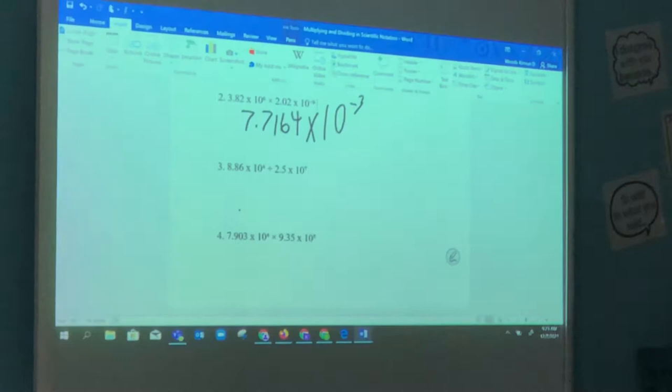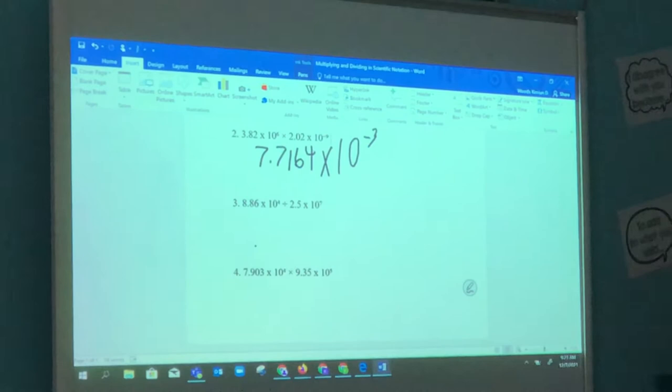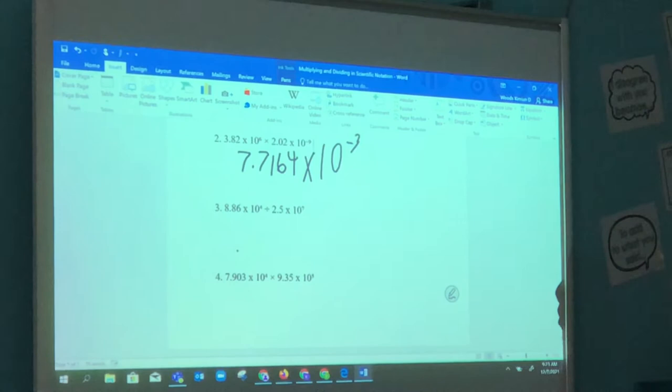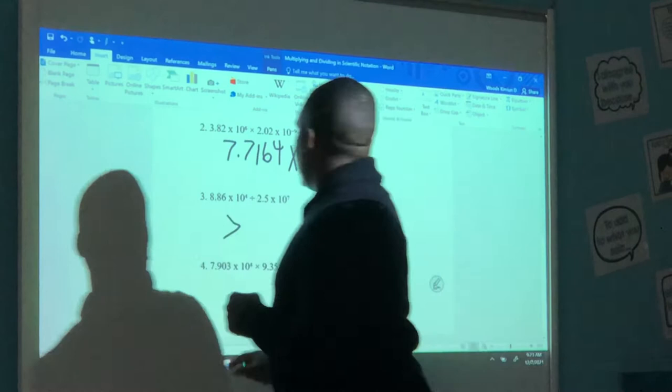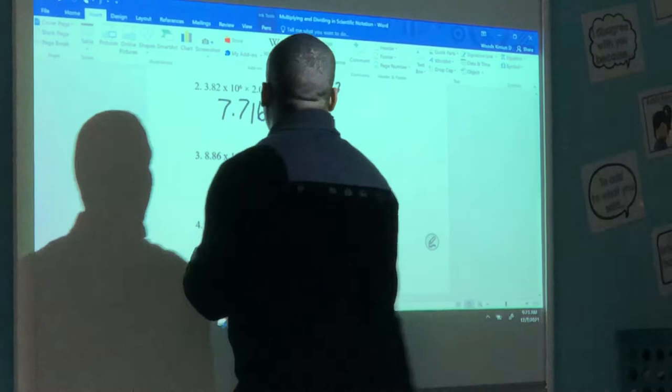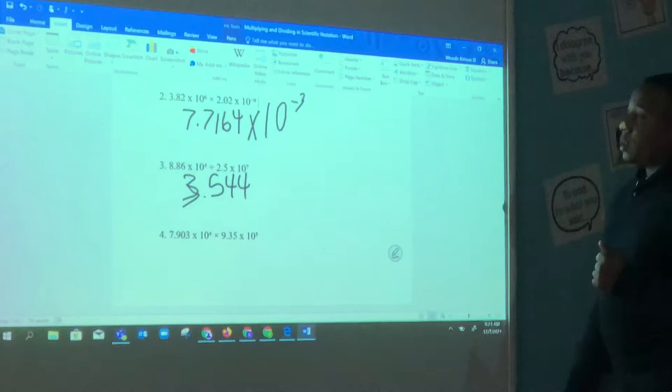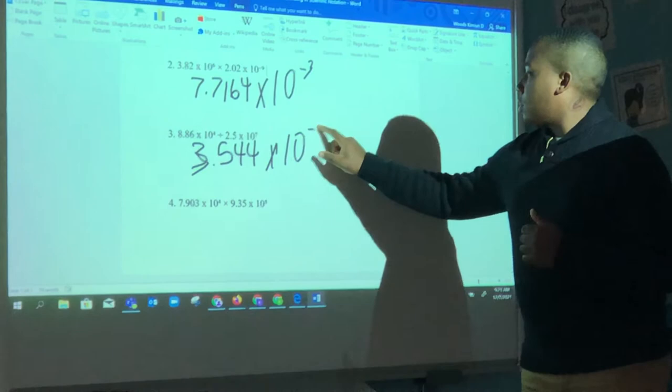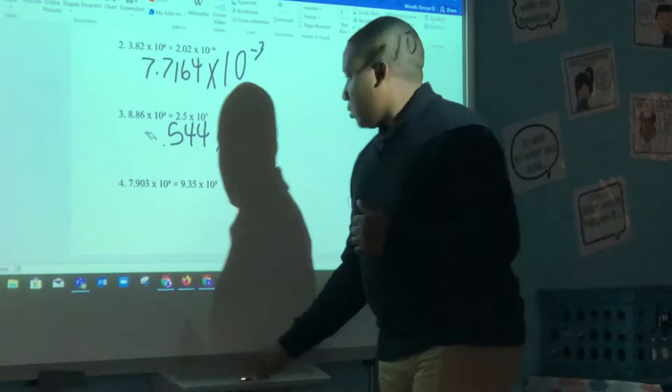Number three, what are the two base numbers? 8.86 and 2.5. All right, so we got to divide those two. 8.86 divided by 2.5. What will we get? 3.544. All right, the two exponents, we have to subtract them. So what are the exponents? 4 and 7. All right, so what's 4 minus 7? Negative 3. All right, so that's what you have for number three: 3.544 times 10 to the negative 3.